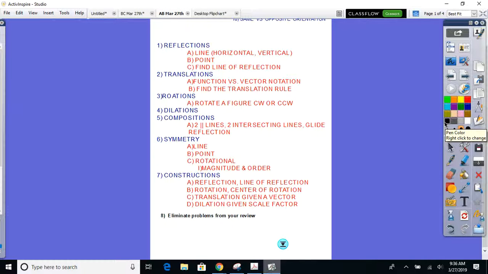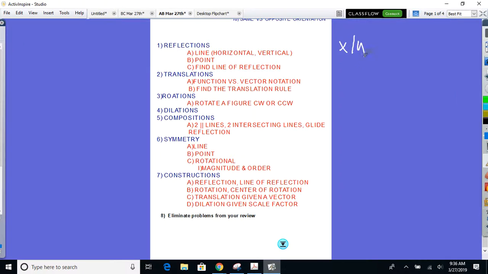All right, reflections. I want to go through all the different lines I'm going to possibly ask you to reflect over. Start listing them out for me. What are the different lines I could ask you to reflect over? X and Y axis. Other lines we've reflected over.